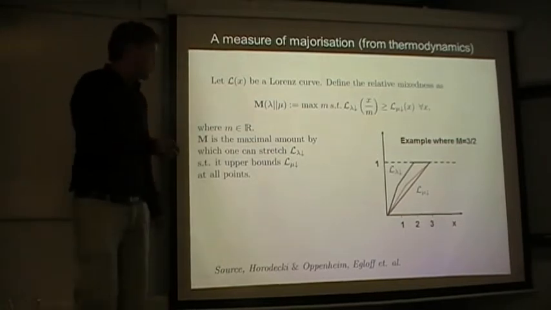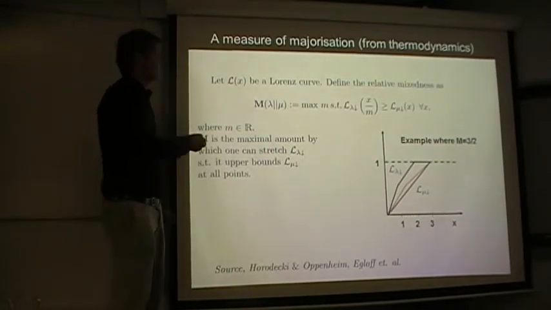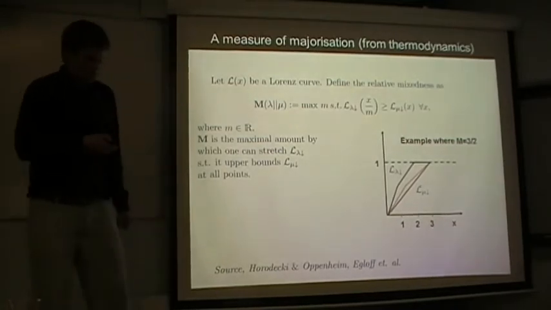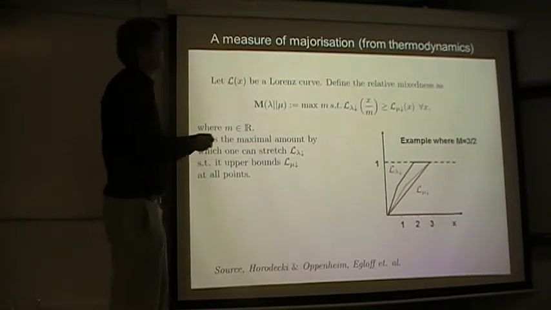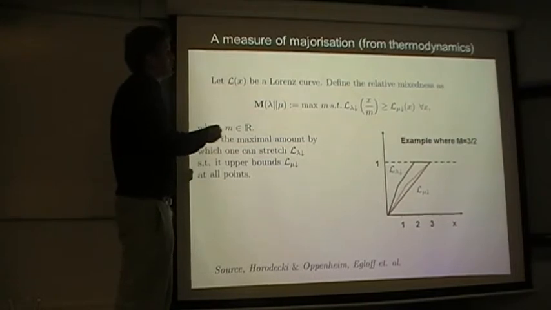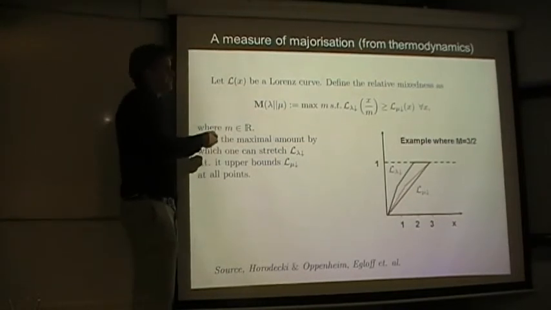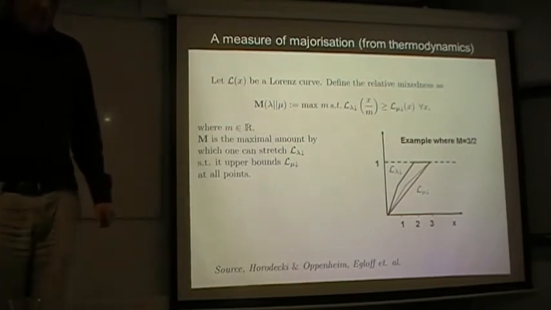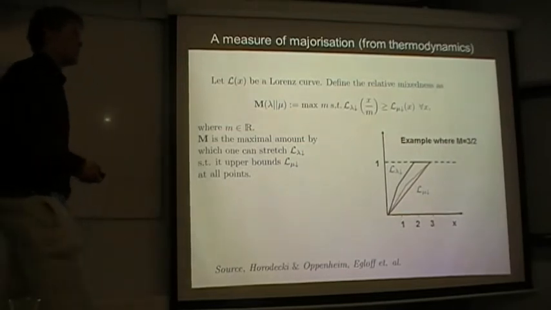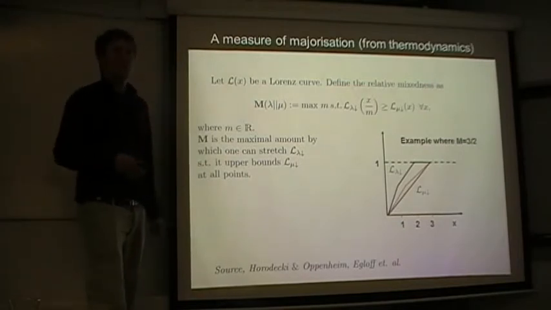It's a little bit annoying that it's an optimization, but for example, it's nice that it's only going. Actually, normally we take the log of it even for thermodynamics, and then it's only non-negative if there is majorization, unlike, say, the Gini coefficient.